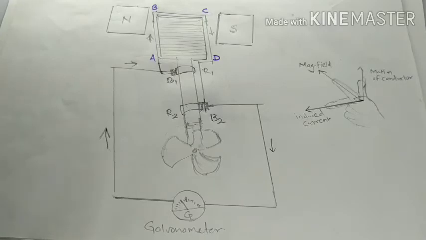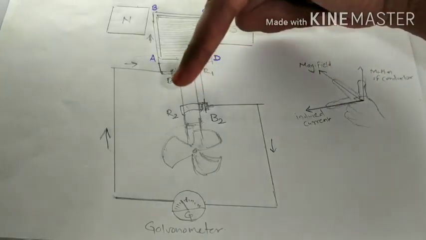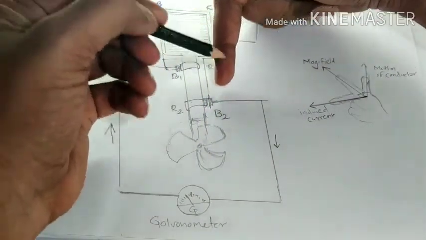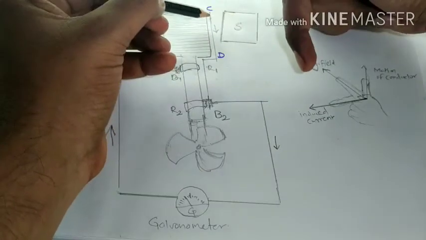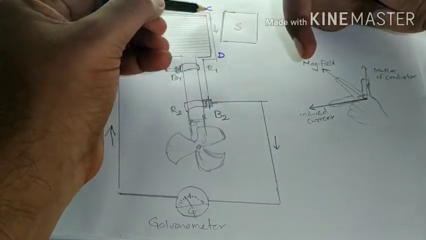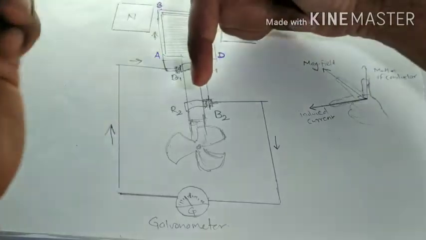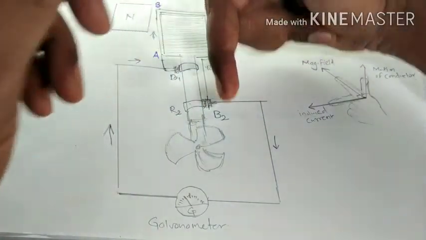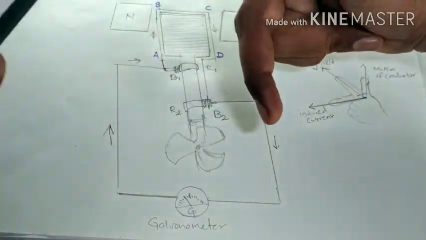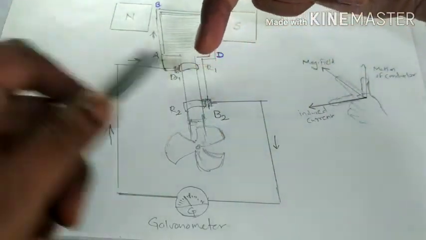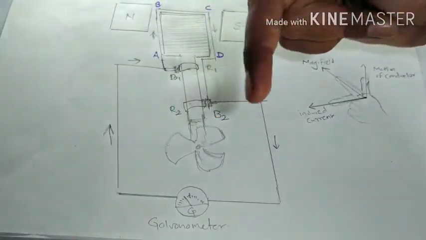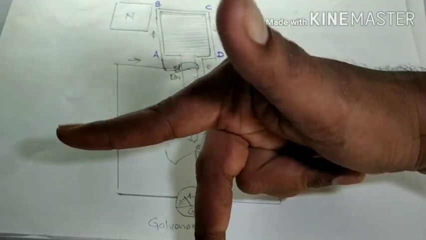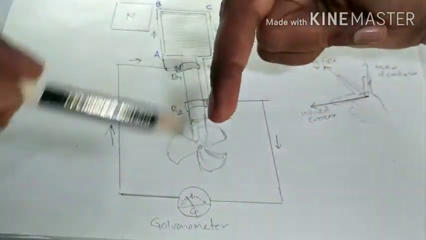According to Fleming's right hand rule, this is the CD branch, and the current is induced and flows through the CD branch like this. This is the motion of the conductor, this is the magnetic field, and this is the induced current.